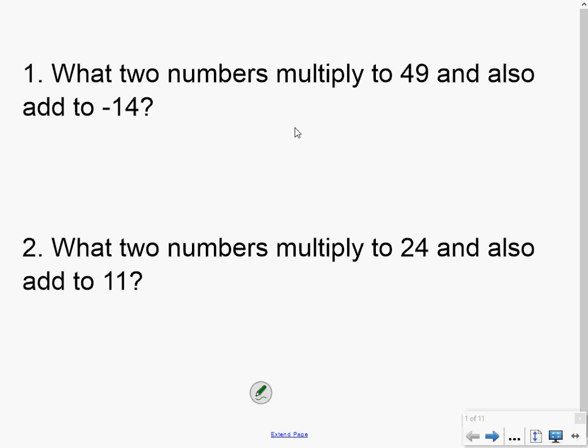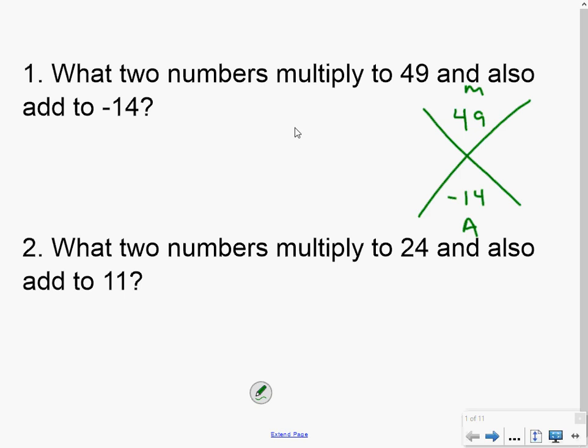I want to show you this little organizer that we can use to help us figure this out, to organize our work nicely. We're going to make an X. We're going to put an M up here, an A down here. So M is for multiplication, A is for addition. We need two numbers that multiply to 49 and also add to negative 14.